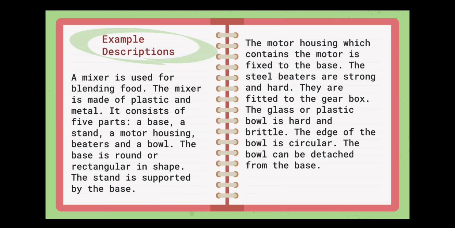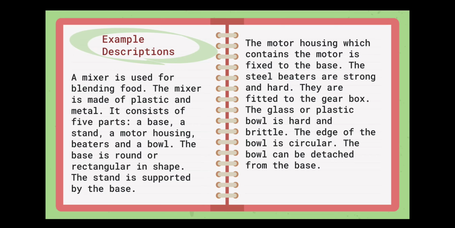Today our topic is descriptive writing and our focus is going to be on describing objects. Let's go over an example. A mixer is used for blending food. The mixer is made of plastic and metal. It consists of 5 parts: a base, a stand, a motor housing, beaters, and a bowl.